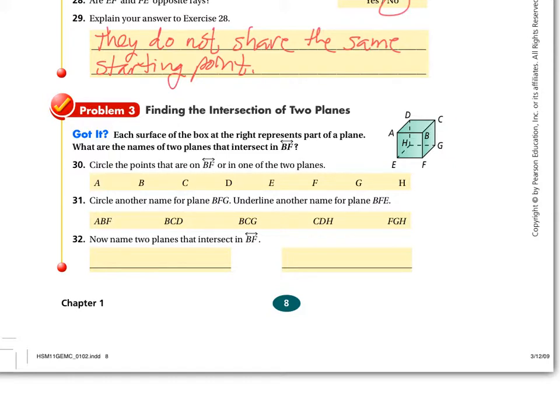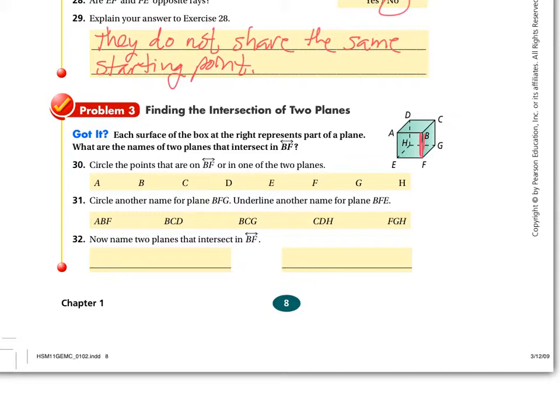So on this one, you're looking at the picture to the right. It says each surface of the box at the right represents part of a plane. They're just snapshots, those sides of the box. So you really have 6 planes that are all intersecting to form this box. And so circle the points that are on line BF or in one of the 2 planes. So they want to know what are the names of the 2 planes that intersect in BF. So let's find BF. Here's BF.